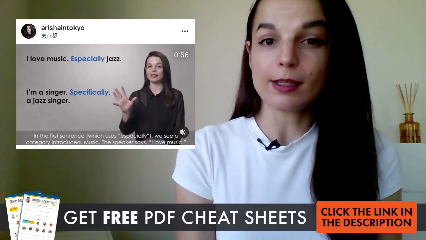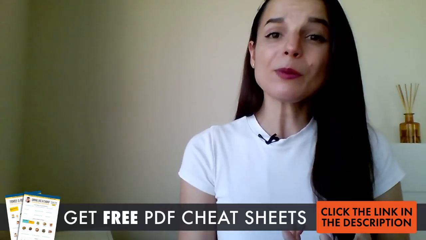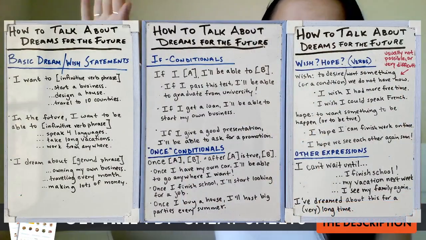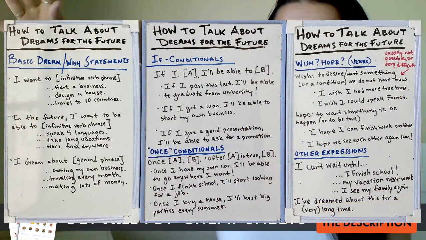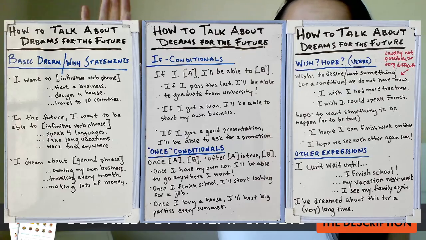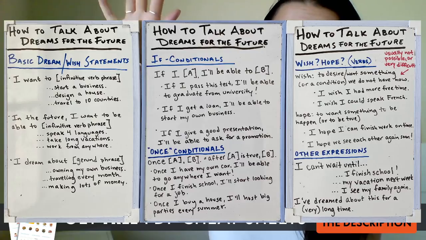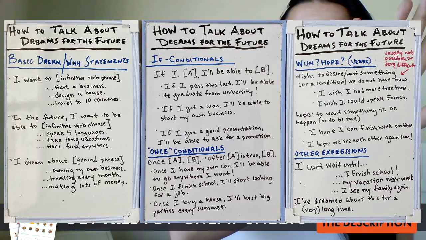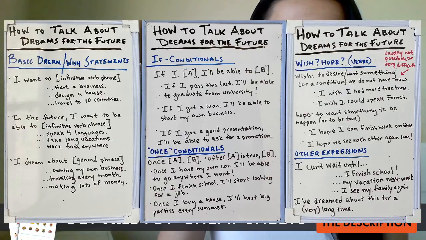So let's get to today's topic. Today's topic, as I said, is about how to express your dreams for the future. So here are today's lesson boards. We're going to start by talking about basic dream and wish statements. So very simple sentences. Then we're going to talk about using conditionals. We'll talk about an if conditional pattern, and we'll also talk about using once. Then I'm going to talk about the differences between wish and hope when we use them as verbs, and we'll talk about a few other expressions too.